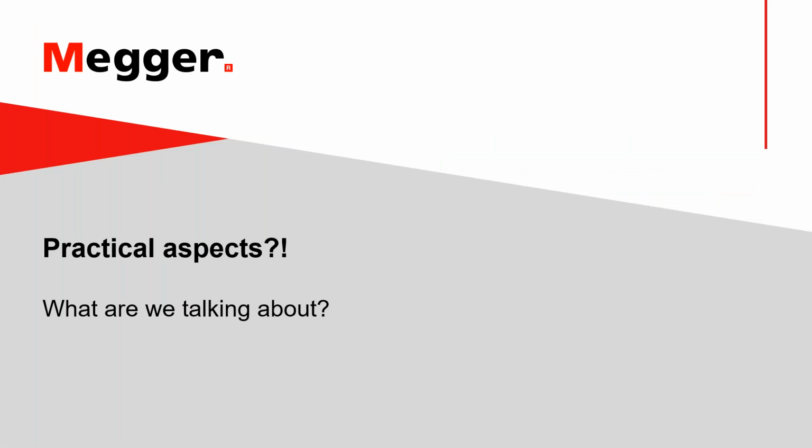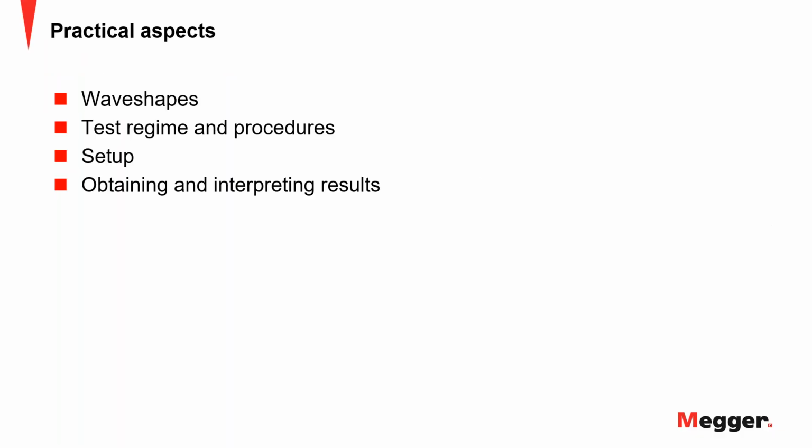Now, after this little bit of theory, to the practical aspects. So practical aspects are what technology are you using, which means wave shapes. Then testing regime and procedures. So what are you testing, when and how, and maybe why? Then the practical setup itself, you have to lay out a test circuit. And then how do you obtain and interpret the results that you get?